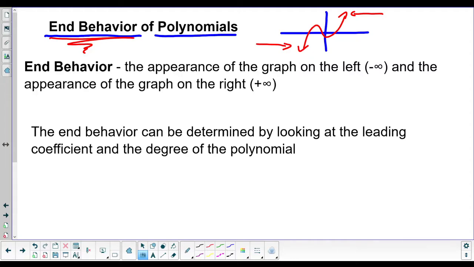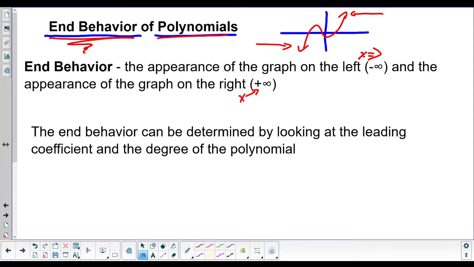Stuff like that. So for polynomials specifically, there are some patterns that we should be aware of. That way we don't have to graph them and look at them every single time. We can just look at the equation, look at a couple of numbers, and go, okay, I already know the answer. I don't need to graph it. So it is the appearance of the graph on the left. We're going to say that's x goes to negative infinity, and the appearance of the graph on the right, so x goes to positive infinity.